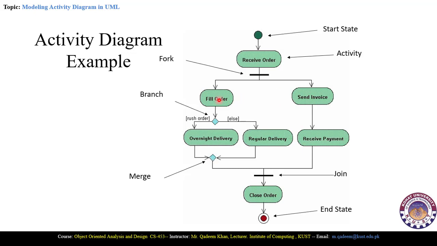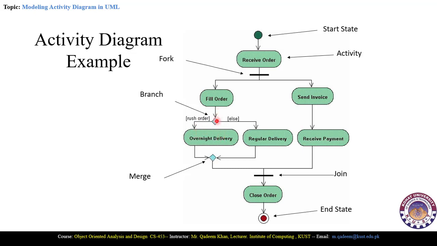Also, after these two actions, we have another two operations in parallel. But the first operation here is the condition or branch. If the rush order is accepted, meaning the order is in fact a rush order, then the overnight delivery will be performed. That means if it is an urgent order, then the overnight delivery will be performed.